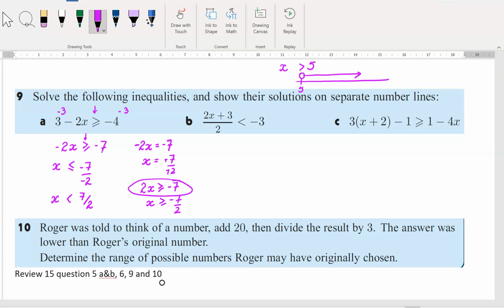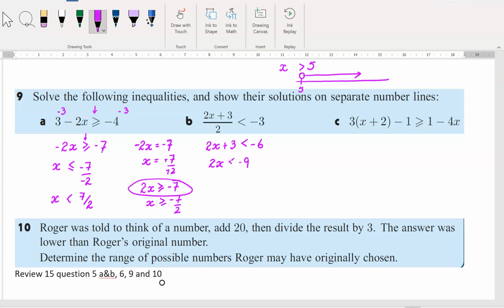So let's have a look at this one. To get rid of the divide by 2, we're going to times the other side. So we end up with 2x plus 3 equals minus 6. To get rid of the plus 3, we take 3, so minus 6 take 3 is minus 9. And oops, look what I've done, naughty me. It has to be the inequality there.